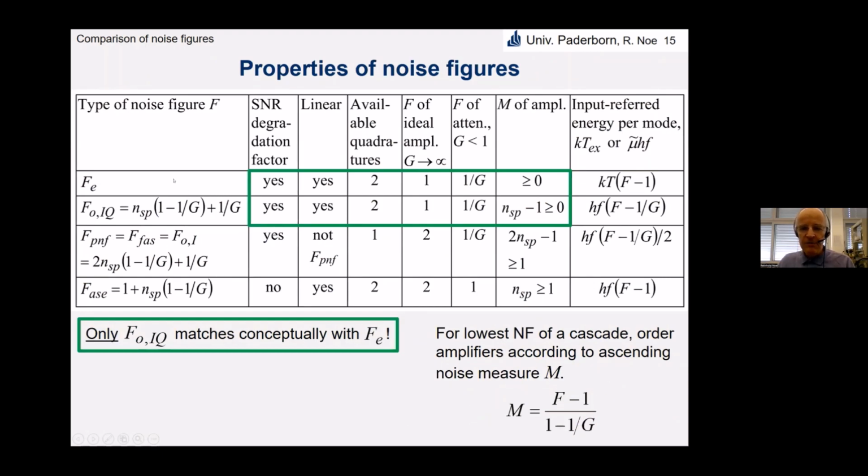When comparing the different noise figures, we find agreement between the electrical noise figure and one of the optical noise figures only for the optical in-phase and quadrature noise figure. Two available quadratures, ideal, it is linear, it is the SNR degradation factor. This is fulfilled. So we can combine the two to a combined optical noise figure for all frequencies.